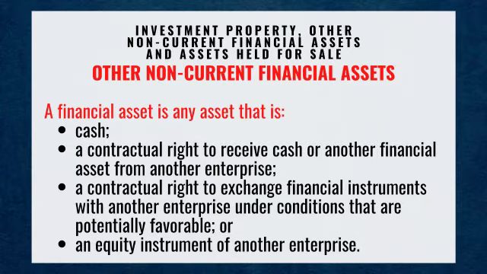Other non-current financial assets. A financial asset is any asset that is number 1, cash, number 2, a contractual right to receive cash or another financial asset from another enterprise. Number 3, a contractual right to exchange financial instruments with another enterprise under conditions that are potentially favorable. Or number 4, an equity instrument of another enterprise.